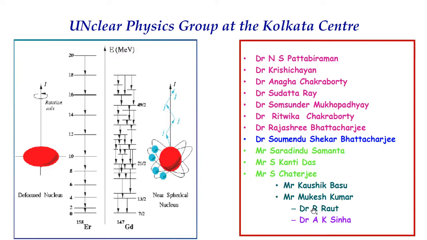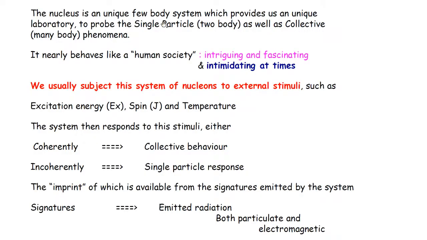The beauty about the nuclear physics program is that the nucleus is a few body system. A few body system is between a two body problem, which I can solve quantum mechanically, and a many body problem, which can be solved macroscopically. So it gives me a unique laboratory to probe these two extreme modes, which we understand scientifically, or an interplay or coexistence of them. And what is most important, if I were talking to a humanities person, is its exact resemblance to human society. By that, I mean it's intriguing, it's fascinating, and of course, intimidating at times.